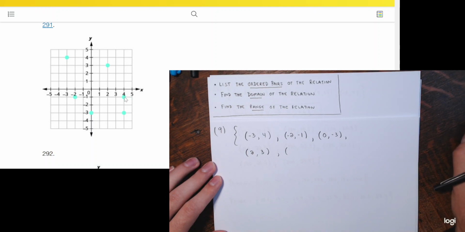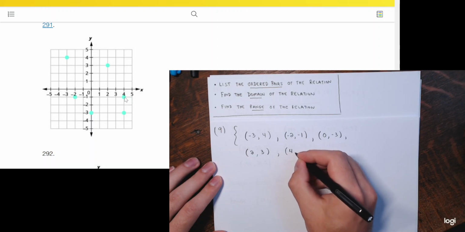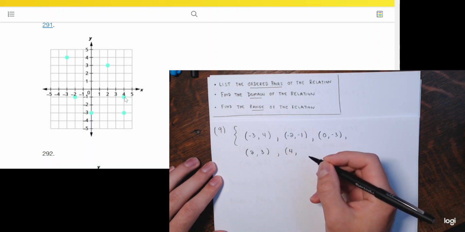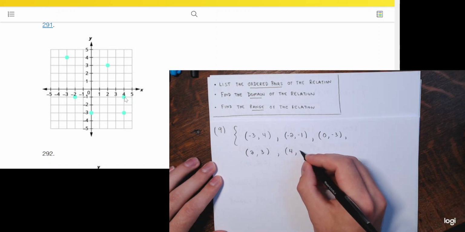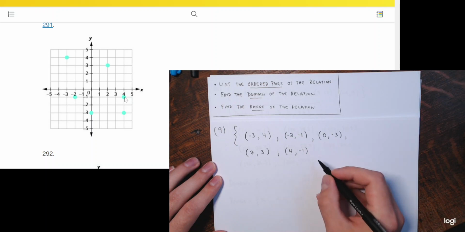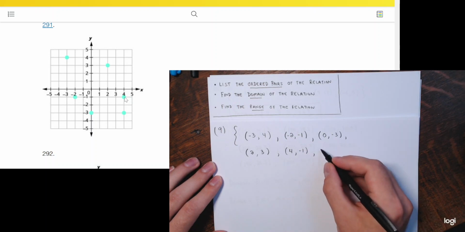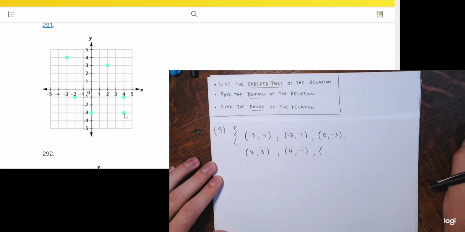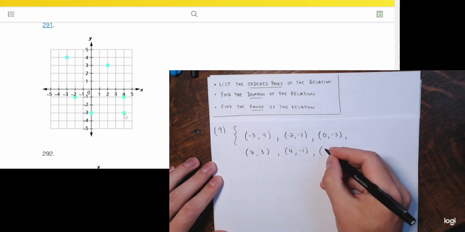Then this point where my cursor is pointing is in line with +4 on the x-axis, the horizontal axis, right? And it's in line with -1 on the vertical axis, or the y-axis. So that's the ordered pair 4, -1. And then finally, the last point in the lower right corner is in line with +4 on the x and -3 on the y. So 4, -3.